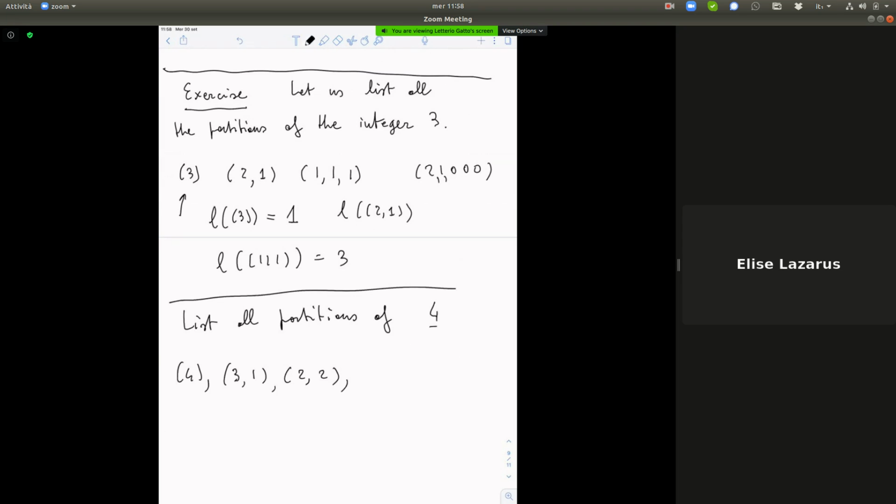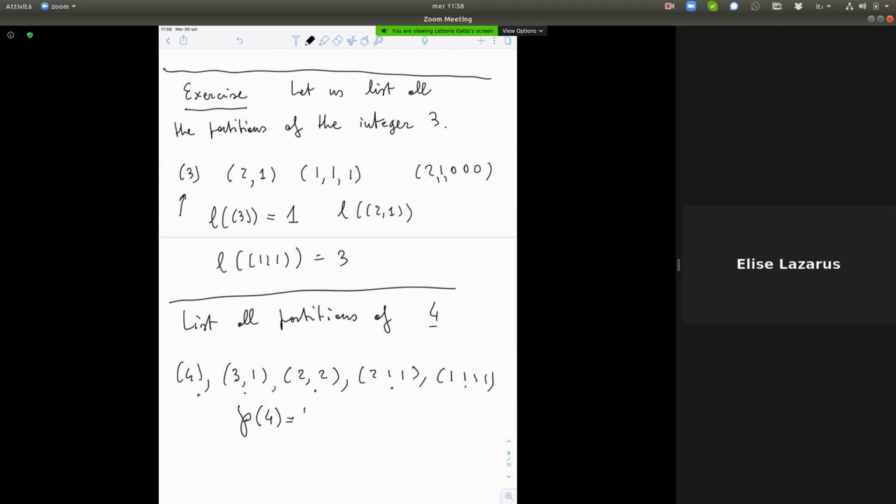Of length 2? No, length 2 we did already. Done. Now length 3. So you can have 1, 1, 1, 1. Yes, but this is length 4 already. There is one in length 3. Okay. You can have 2, 1, 1. Very good. And then, as you correctly said, 1, 1, 1, 1. Okay? So we have discovered that the number of the partitions of the integer 4 is 1, 2, 3, 4, 5.